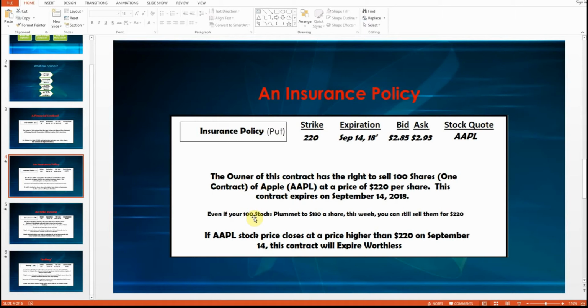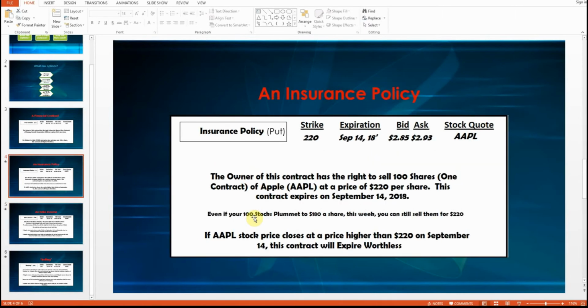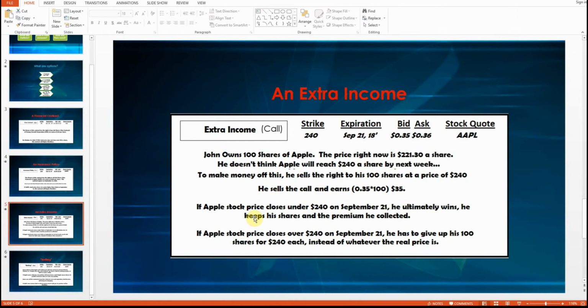So another reason, or another way people trade options, is they use them for extra income. Now, these people that have the insurance policy and extra income are people who own the stocks. Like, let's say they have 1,000 shares of Apple, so they're either able to buy the puts as insurance on the stocks they already own, or they can sell calls.